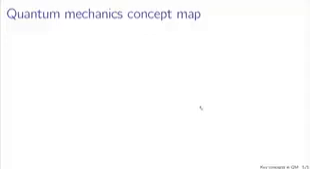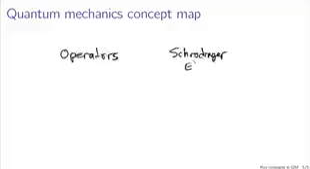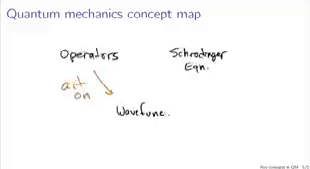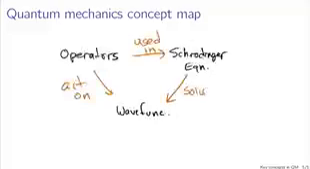So to put these in a bit of a roadmap, we have operators. We have the Schrödinger equation. And we have the wave function. Now operators act on the wave function, and operators are used in the Schrödinger equation. Now the wave function that actually describes the state of the system is going to be the solution to the Schrödinger equation.